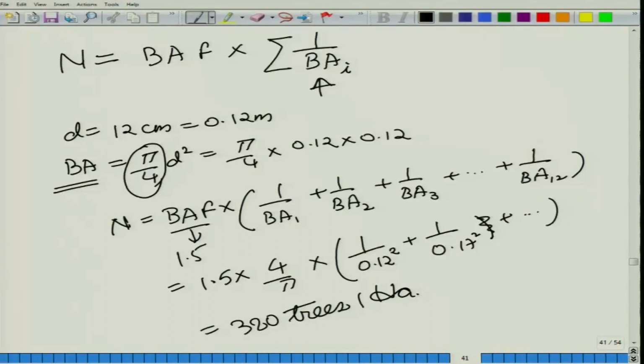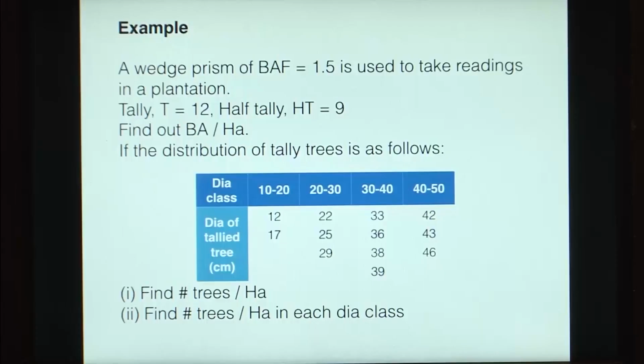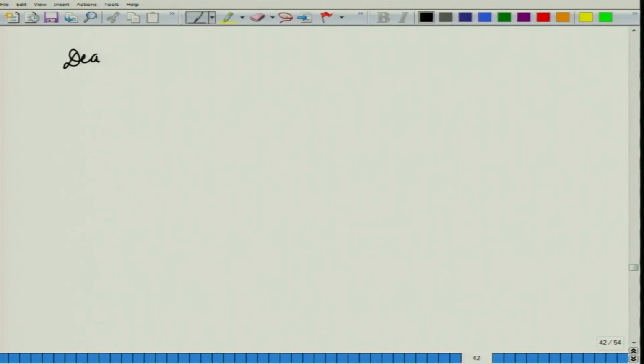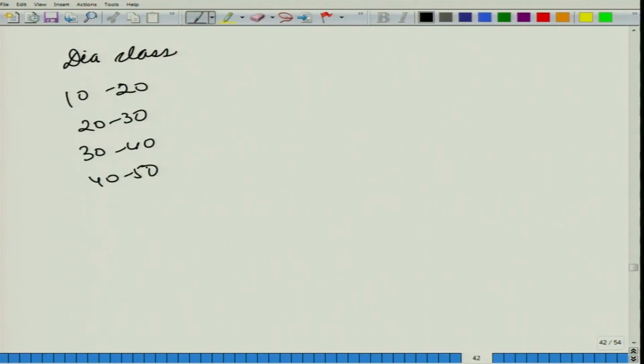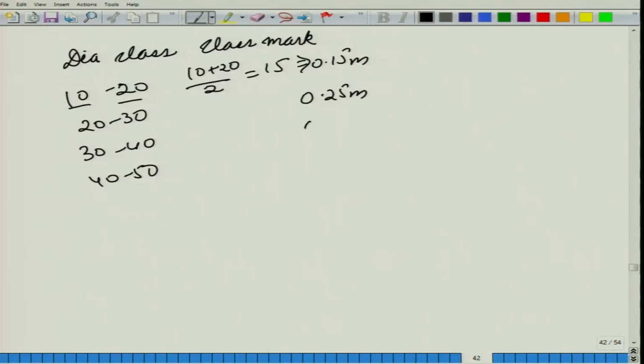Now, the next thing we are asked, coming back to the slide, is the number of trees per hectare in each diameter class. Here we are given the dia classes 10 to 20, 20 to 30, 30 to 40, 40 to 50. So, we can find the class mark. Class mark, as you remember, is the lower limit plus upper limit by 2. So, it will be 10 plus 20 by 2 is 15, or 0.15 meters. Similarly, this will be 0.25 meters, 0.35 meters and 0.45 meters.